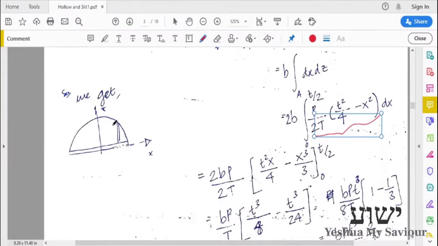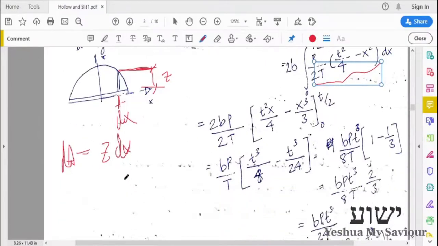From this figure, we can see that at any point z, the area of this small segment, which has a thickness of dx, if this is a very infinitesimal volume, would be dx times this length. So the area dA is equal to z dx.